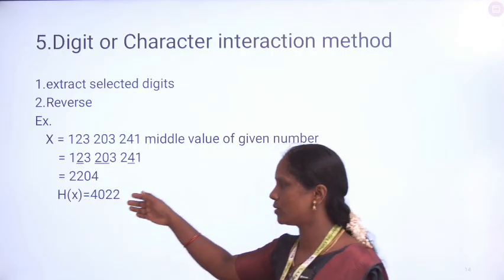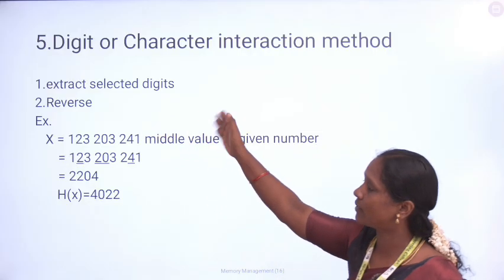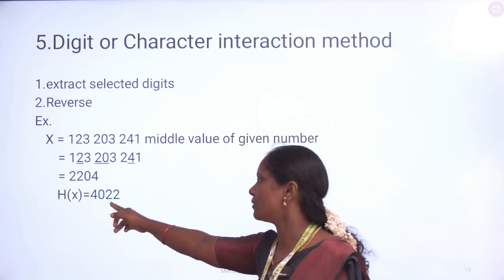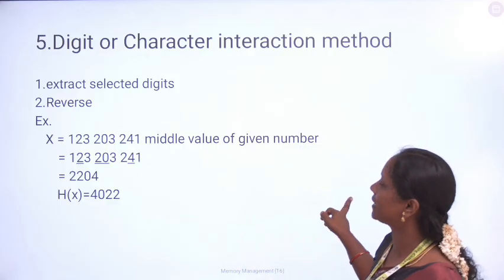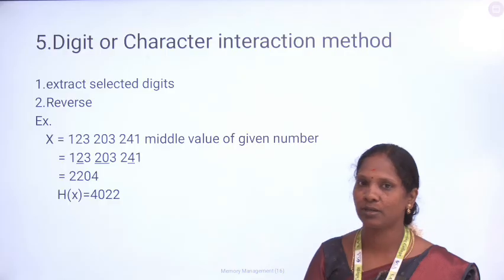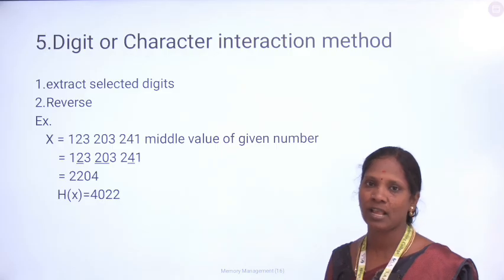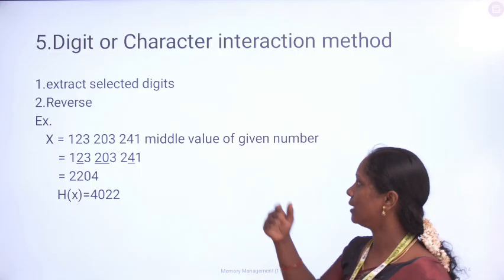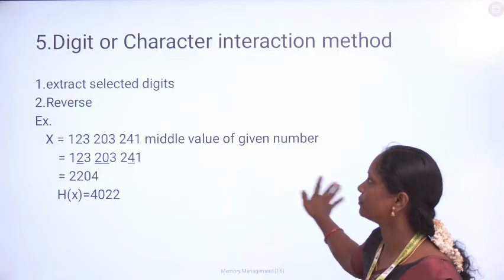So the hash key value is 40, because finally we have the reverse method. That reverse method is applied here after the extraction. So our reversed value is 4022. This is for the digit or character interaction method. We take digits, extract those particular digits, and finally take the middle value and reverse that middle value. This is for our hash table value.